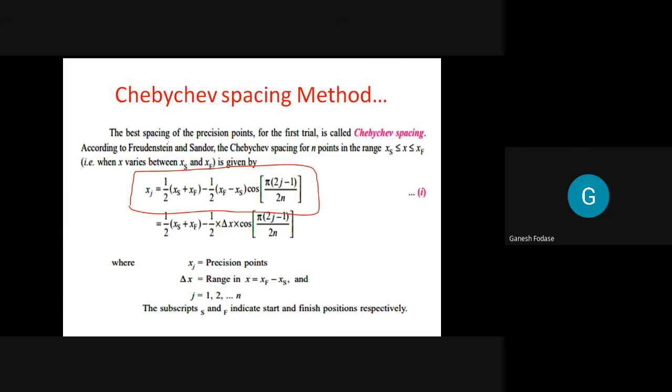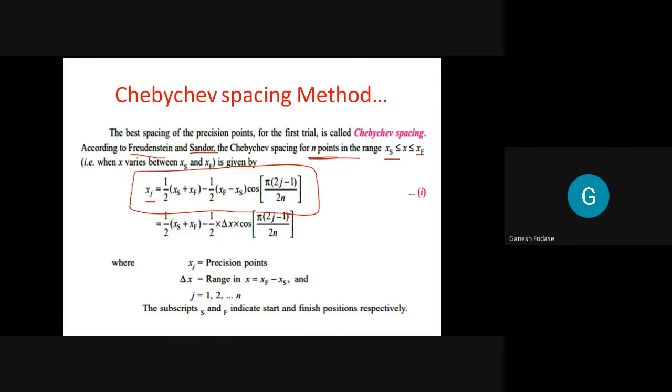So the best spacing for precision points for the first trial is called the Chebyshev spacing, and according to Freudenstein and Sandor, it is derived for n points. Remember, the points are n. We need to understand the terms here. For n points in the range where x varies from xs, the starting point, to xf. If the range is known to you for x and the number of points is n, then the precision position is given by xj, where xj is the jth precision point. It may be 1, 2, 3, 4.